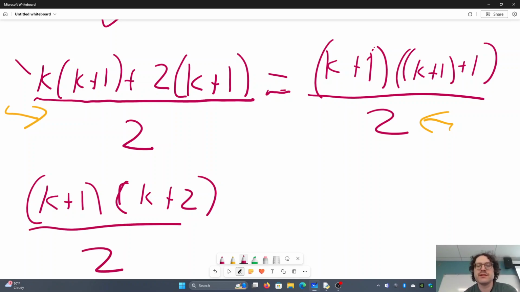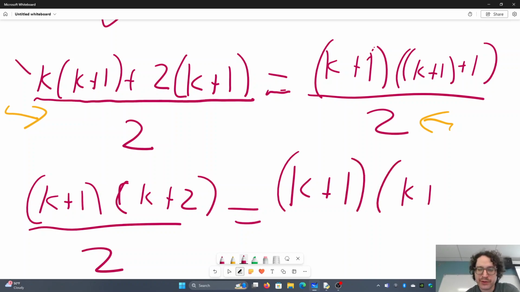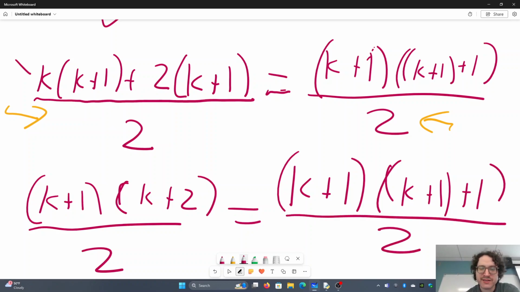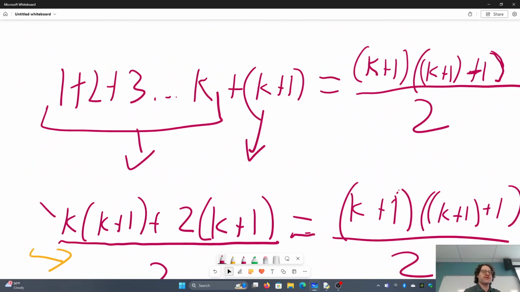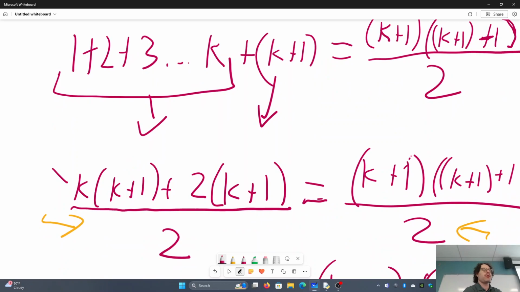Over 2 is equal to k plus 1 times k plus 1 plus 1 over 2, and we can simply rewrite this 2 as a 1 plus 1, right? And then I'm just going to throw some parentheses around there for good measure, and look, they're both the same equation. So what does this mean? It means that if we assume that this series is true for 1 through k, it's going to work for 1 to k plus 1. So we've proven that if it works for 1 to k, it works for k plus 1.